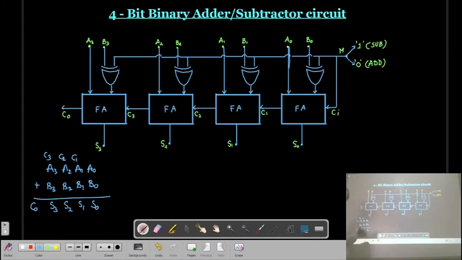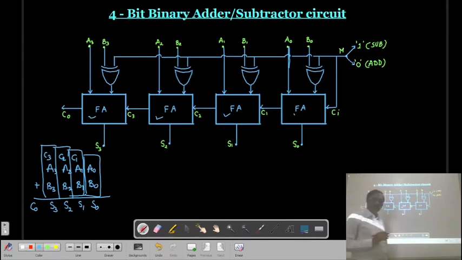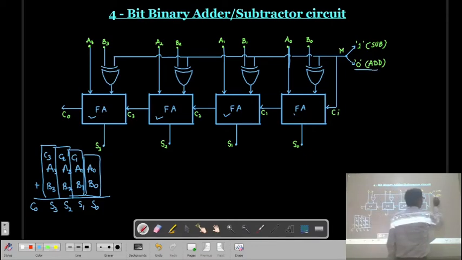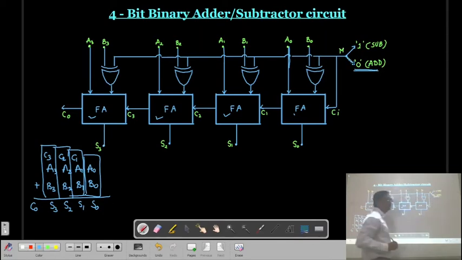So this C0 is useful if you want a kind of an 8-bit addition. Correct? So here you can see that for the addition of A0, B0, the first full adder circuit is there. Then for this addition, the second full adder circuit is there. For the third one, we have this full adder circuit, and the fourth one, this full adder circuit is there. Okay. Now when you want to perform an addition, then this control inverter has to be connected to a 0, means the switch is connected to 0.